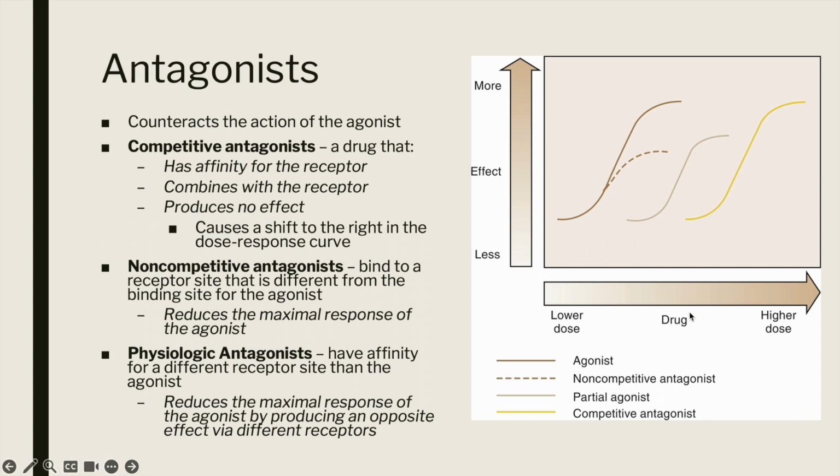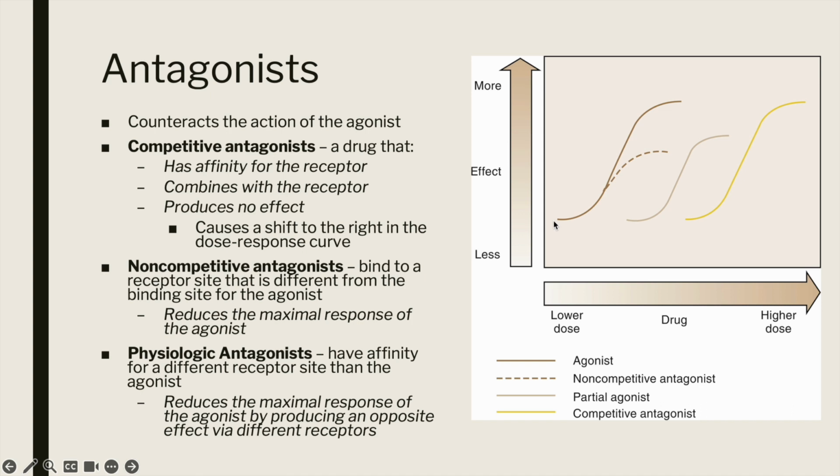It's simply blocking. It's going to cause a shift to the right in the dose response curve. And what that means, if we look here, this yellow one is the competitive antagonist. This brownish line is the agonist. So this is the drug that's exerting an effect, or it could even be a natural agonist, what's naturally occurring in our body. A competitive antagonist is going to shift that to the right.